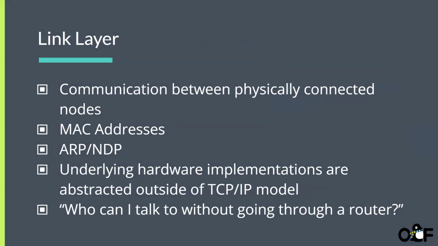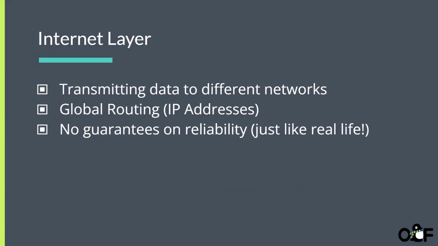Okay. So the link layer is the very bottom of our little stack, and it is communication between physically connected nodes. So say that computer, they each have some network connection. That's our link layer. And these are each identified by something called a MAC address. I'll go through what a MAC address is later. The thing you can remember for this is who can you talk to without going through a router?